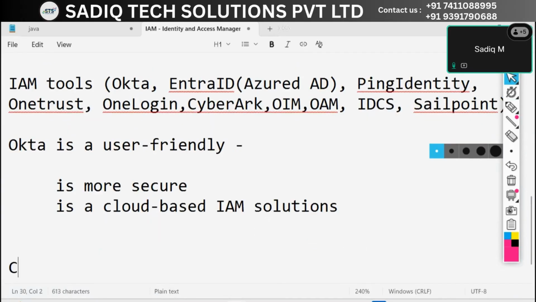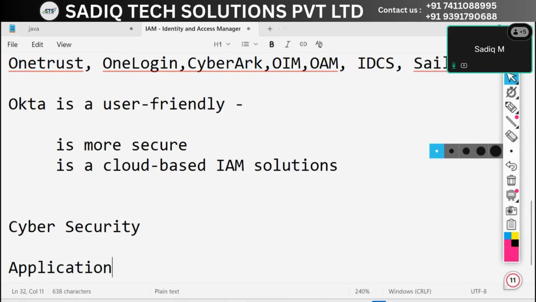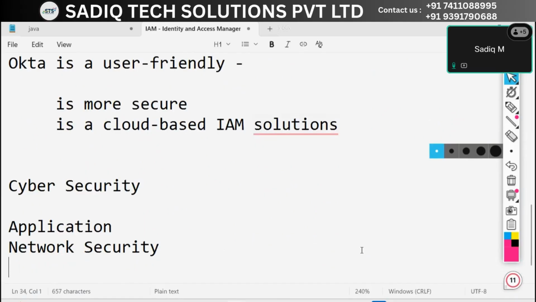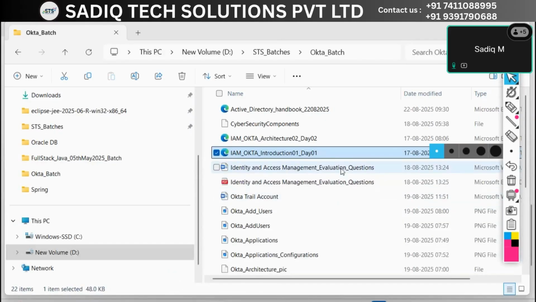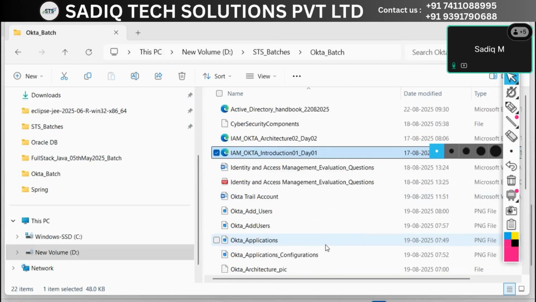So this IAM actually is a sub component of cyber security. So in cyber security, we have different components, right? We have application security, we have network security. Like this, we have different components. Within those components, IAM is also one of them, identity and access management. Let me show you one diagram so that you can relate. Do we have that diagram with me? Let me quickly show that.